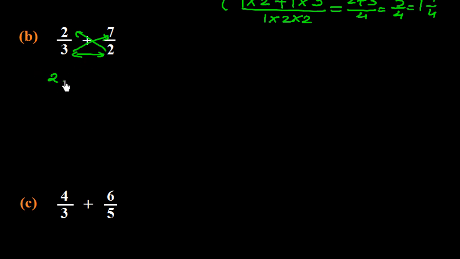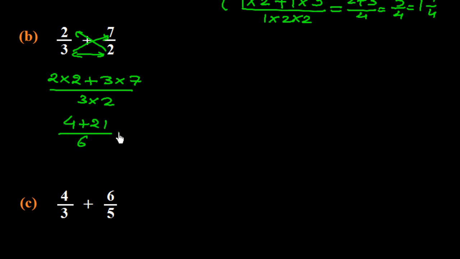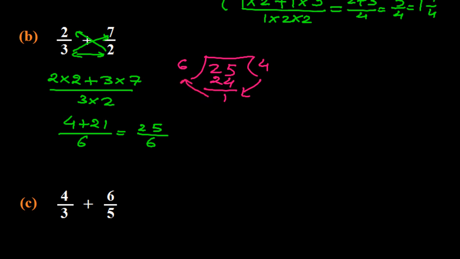So we write down here 2 into 2 plus 3 into 7 over 3 into 2. So we get here 4 plus 21 over 6. So it is 25 over 6, which is an improper fraction because the numerator is greater than the denominator. So we will divide it. Divide 25 by 6. 6 4 times 24. So we get here remainder 1. So we get 4 and 1 by 6. This would be the answer of this addition of fractions.